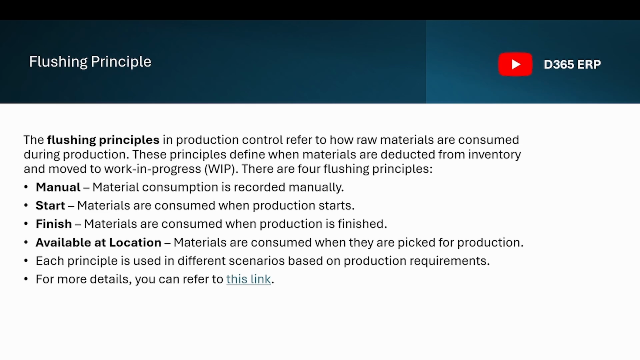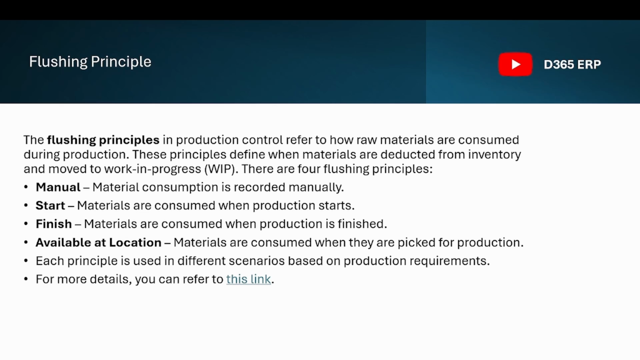Manual means material consumption is recorded manually. Start means materials are consumed when production starts. So as soon as I start the production process, our materials start being consumed. Finish means once the full production cycle is completed, then raw materials are consumed, meaning simply deducted from the inventory. And available at location means materials are consumed when they are picked for production. Each of these four principles is used in different scenarios based on your production requirement.